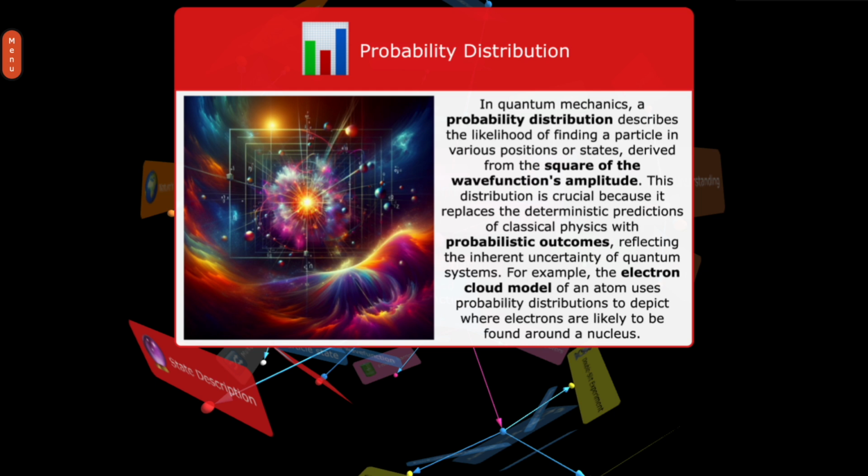In quantum mechanics, a probability distribution describes the likelihood of finding a particle in various positions or states, derived from the square of the wave function's amplitude. This distribution is crucial because it replaces the deterministic predictions of classical physics with probabilistic outcomes, reflecting the inherent uncertainty of quantum systems. For example, the electron cloud model of an atom uses probability distributions to depict where electrons are likely to be found around a nucleus.